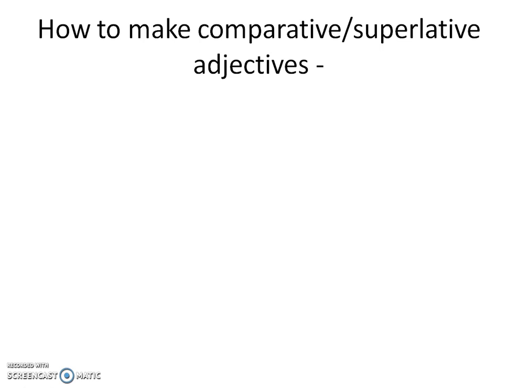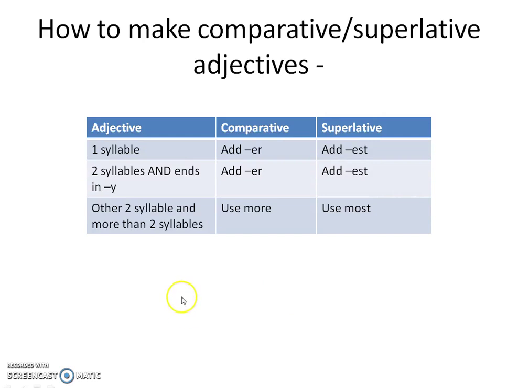So there's some basic rules on how you make an adjective superlative or comparative. For the most part, if the adjective is 1 syllable, like short, to make it comparative, I add ER, shorter, superlative, shortest. If it's 2 syllables and ends in the letter Y, I'm going to do the same thing, but you have to remember the Y to I rule. So let's say pretty. Pretty is 2 syllables, it ends in Y. Comparative would be prettier. Superlative would be prettiest.